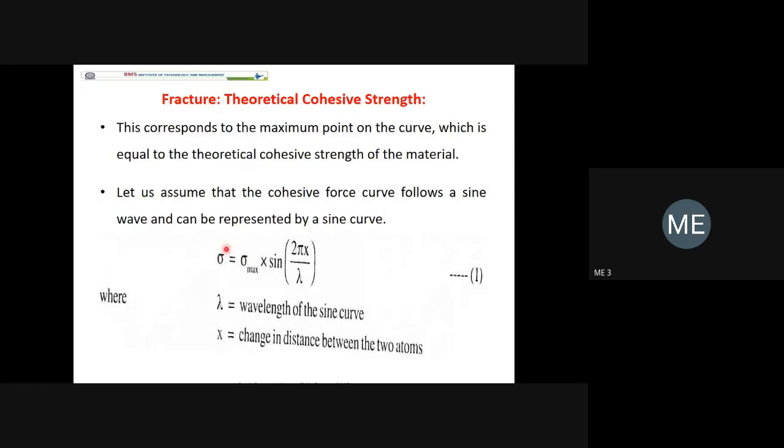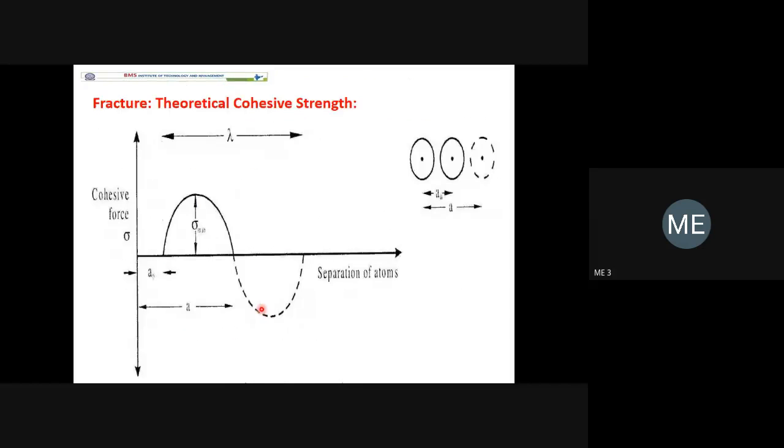So now at any atomic distance between the two adjacent atoms, the cohesive force is given by sigma max into sine 2 pi x by lambda. Lambda is nothing but the wavelength of the sine curve. We can see here, lambda is the wavelength of the sine curve.